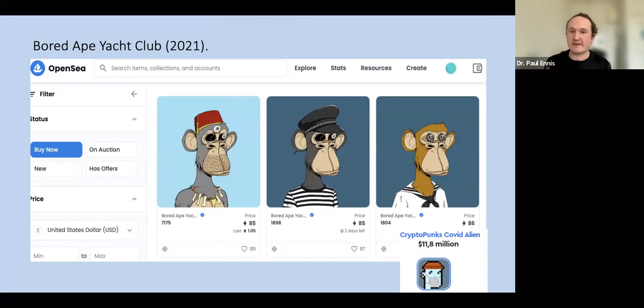These are currently at a floor price. So the cheapest Bored Ape that you can buy now is around 250,000 US dollars. The most expensive CryptoPunk ever sold is $11.8 million. So if you can get this right, if you're early, you can find something pretty spectacular, but there's a lot of crappy projects that exist as well. So we're not really encouraging people to get into it.